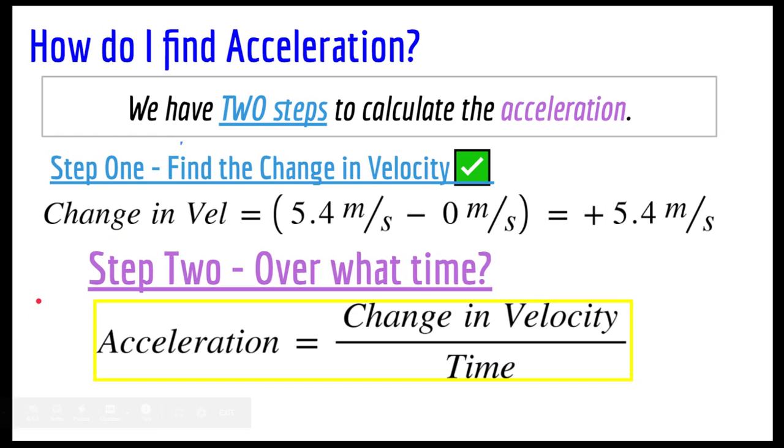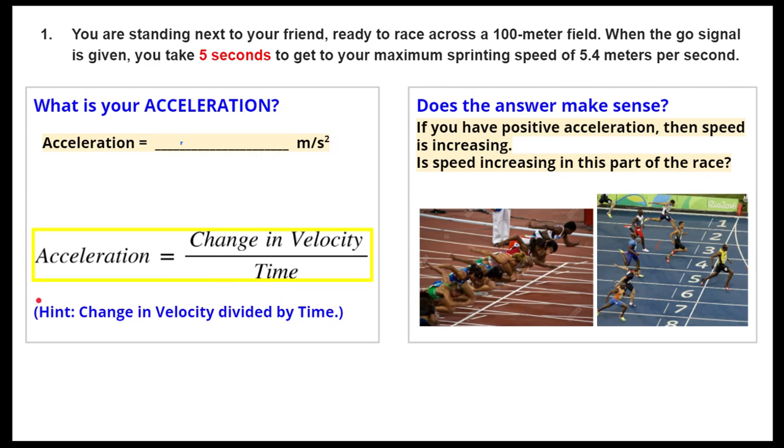Our step 2 is over what time? Acceleration equals change in velocity over the time it takes for the change to occur. You're standing next to your friend, ready to race across a field. When the go signal is given, you take 5 seconds to get to your maximum sprinting speed. Our time is 5 seconds.